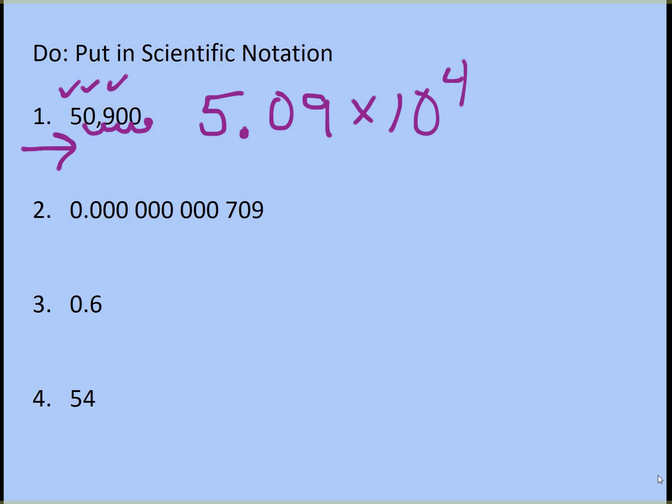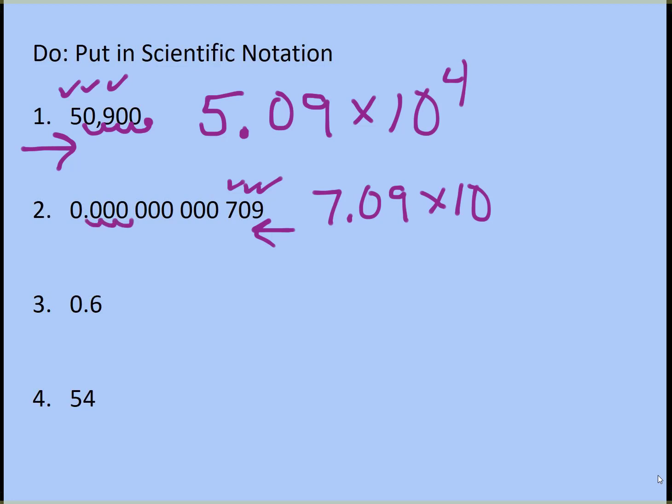Let's look at this one. This one has a decimal, so I'm going to start counting from this direction, and I have 1, 2, 3 sig figs. The rest are placeholders. So 7.09 is the pattern. And then I'm going to do times 10 to the, and then find where the decimal is and figure out how many places you move.